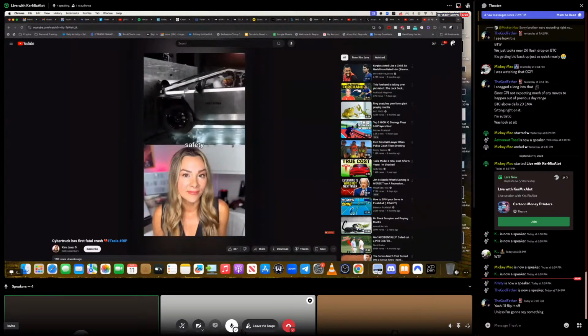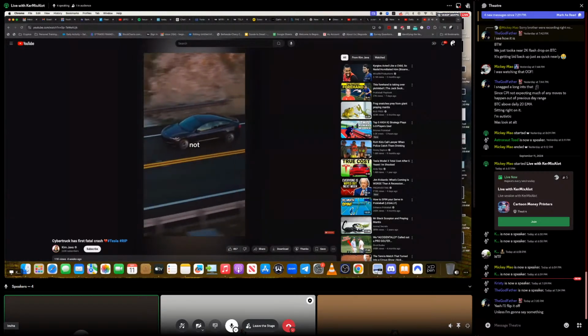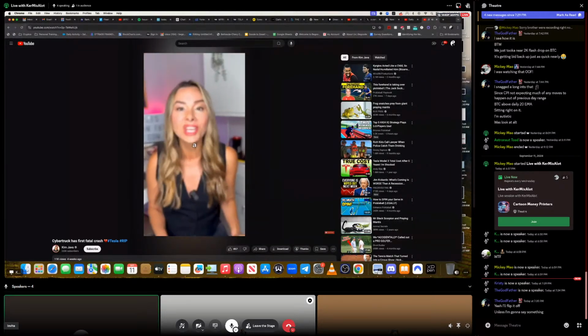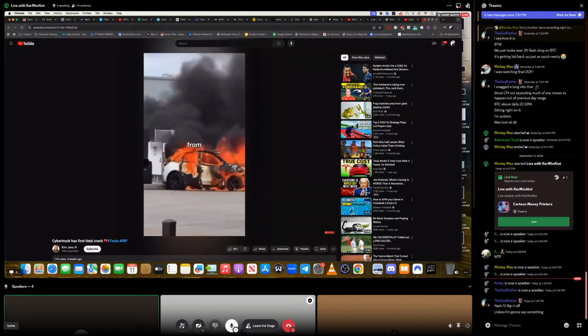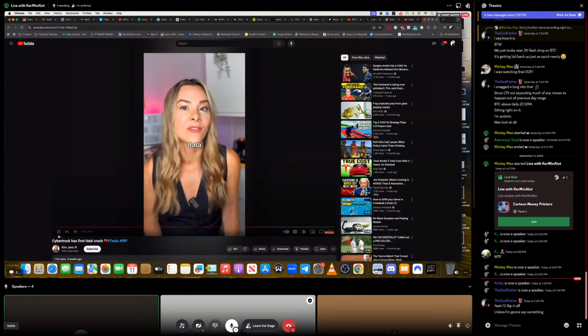Tesla's Q2 safety report recorded 1 crash in autopilot for every 6.8 million miles driven, and for those not in autopilot, 1 crash for every 11.5 million miles driven. That's a huge difference. Also, remember that data from fires? EVs are 61 times less likely to catch fire than gas cars, according to the latest data from NTSB.